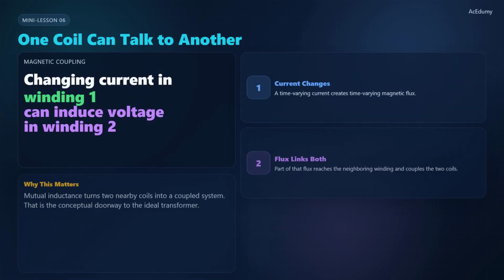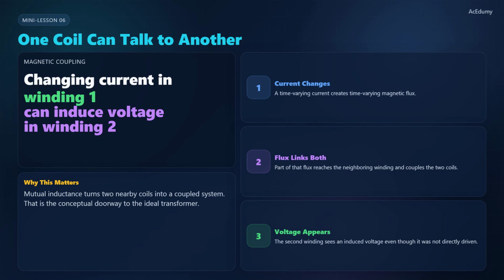When two inductors are close enough, they should not be treated as isolated pieces anymore. A changing current in one winding can create a changing magnetic flux that links the other winding. That cross-coupling is mutual inductance. It is the bridge between ordinary inductors and the ideal transformer.